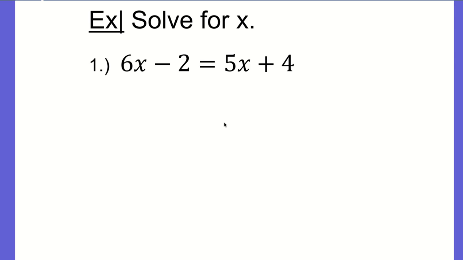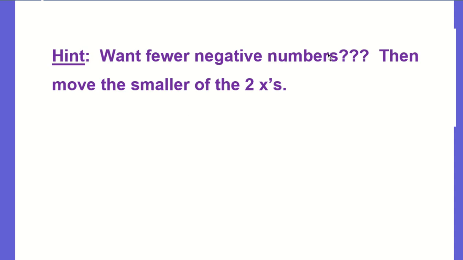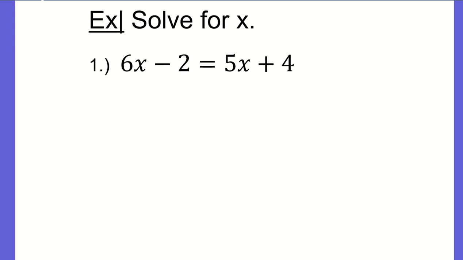Alright, a couple more quick examples right here, and a pretty good tip is to move the smaller one. When you're thinking, okay, should I move the 5x to the other side or away from this side, or should I move the 6x away from that side? You can move the smaller one. So 5x is smaller, so if we were to move this away from the right side, we would subtract 5x from both sides as a start, okay?